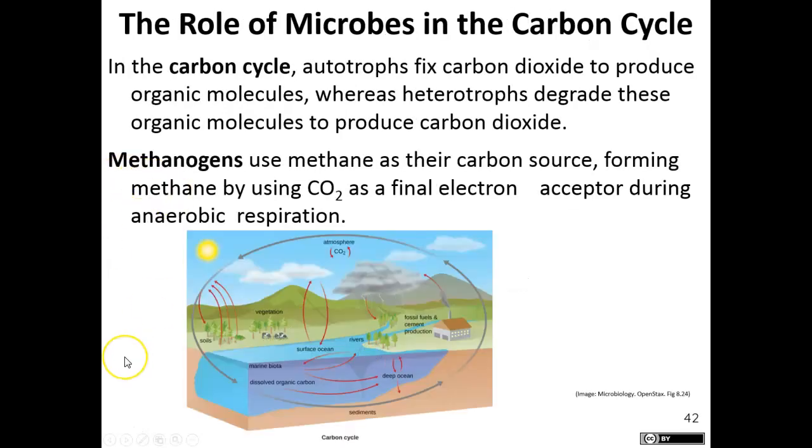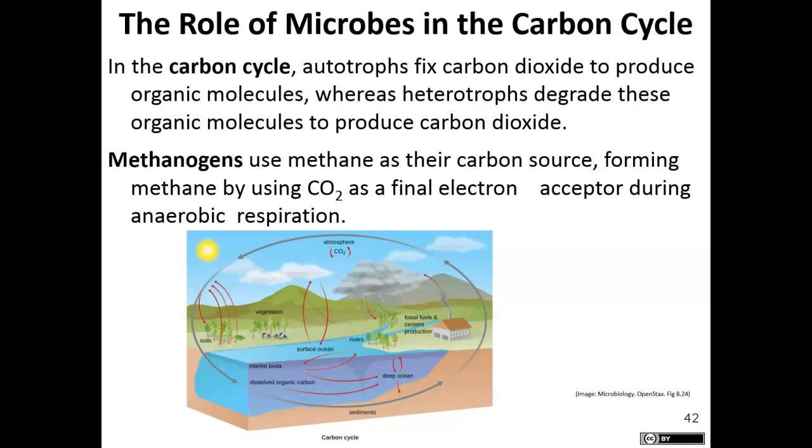So the carbon cycle, we have organisms that fix carbon dioxide from the atmosphere, and they produce organic molecules. And then we have other organisms that take those organic molecules, degrade them, and produce carbon dioxide as a byproduct. So that's what humans do. We're heterotrophs. So plants are autotrophs. They produce the organic molecules, and actually plants also utilize the organic molecules that they produce.